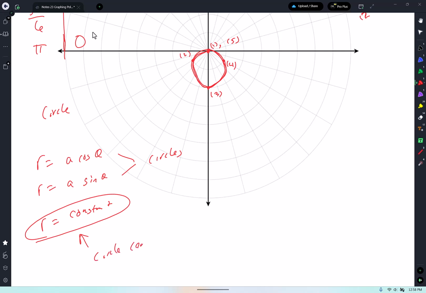Circle centered at origin with radius equal to whatever constant.